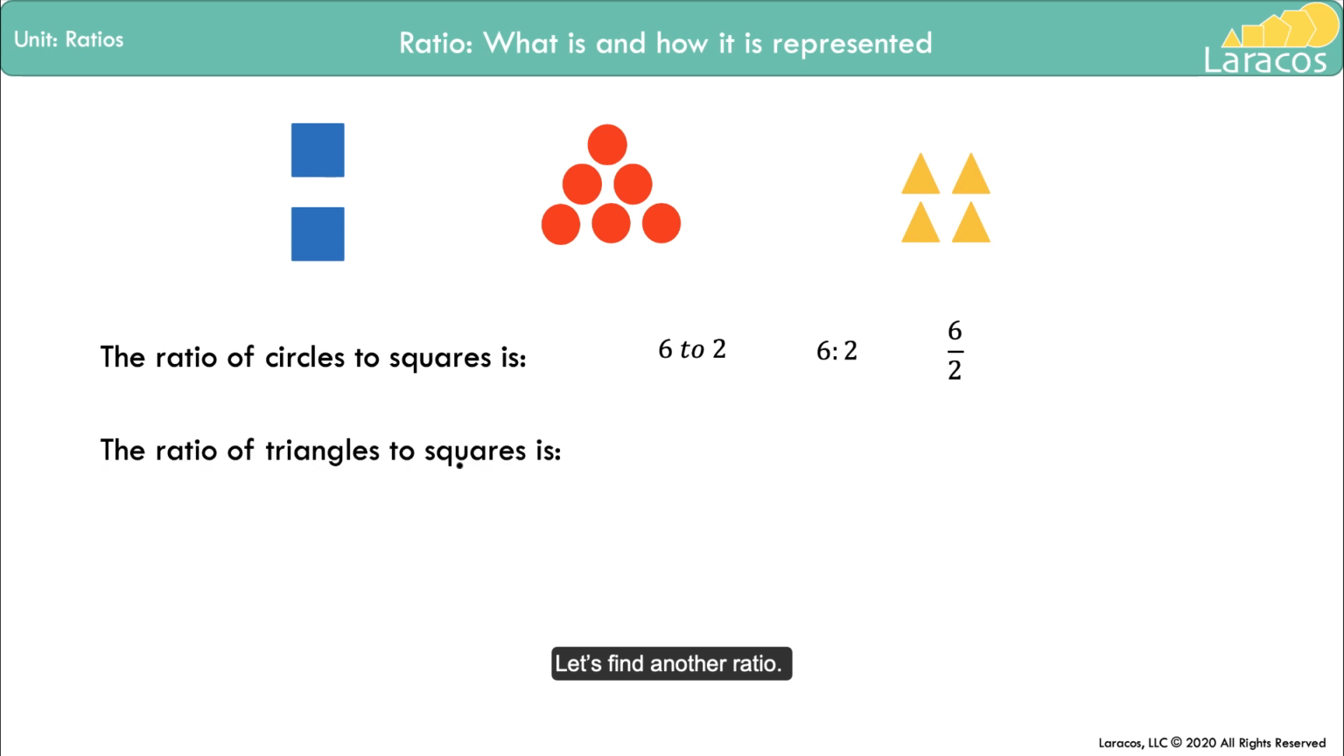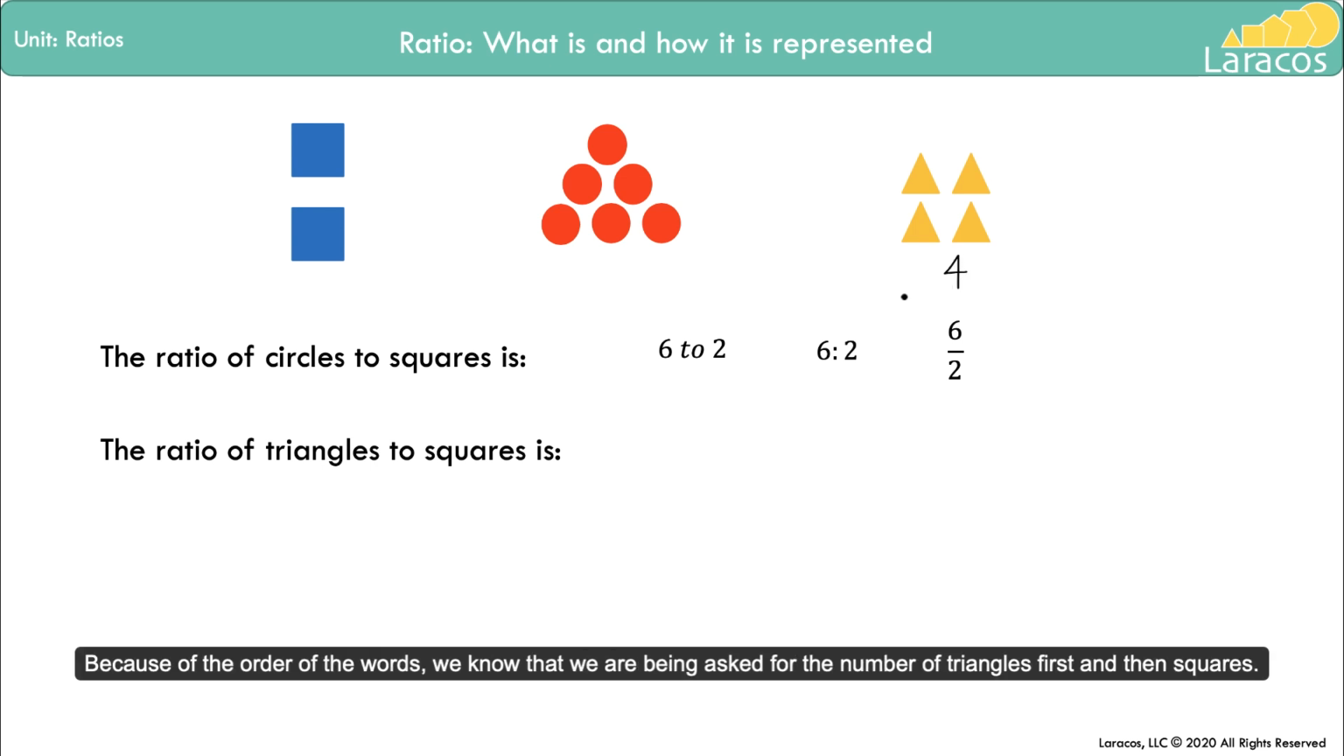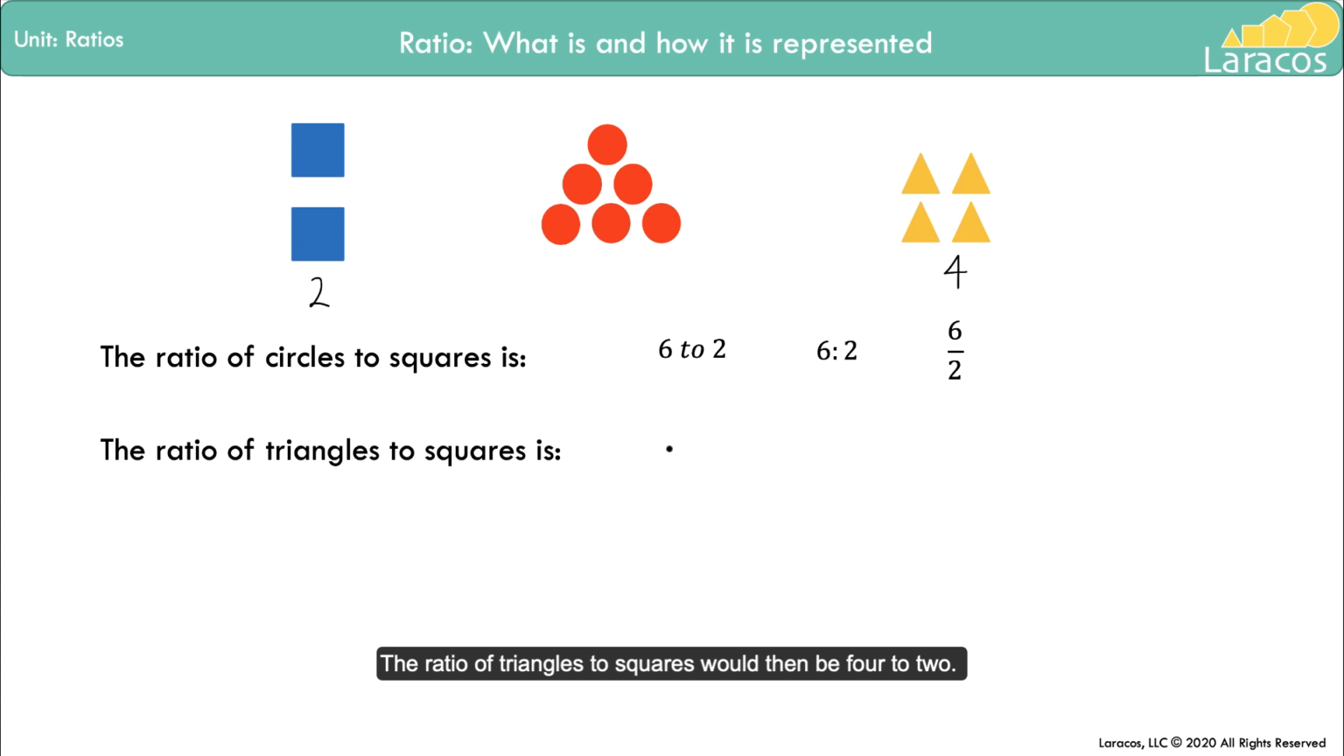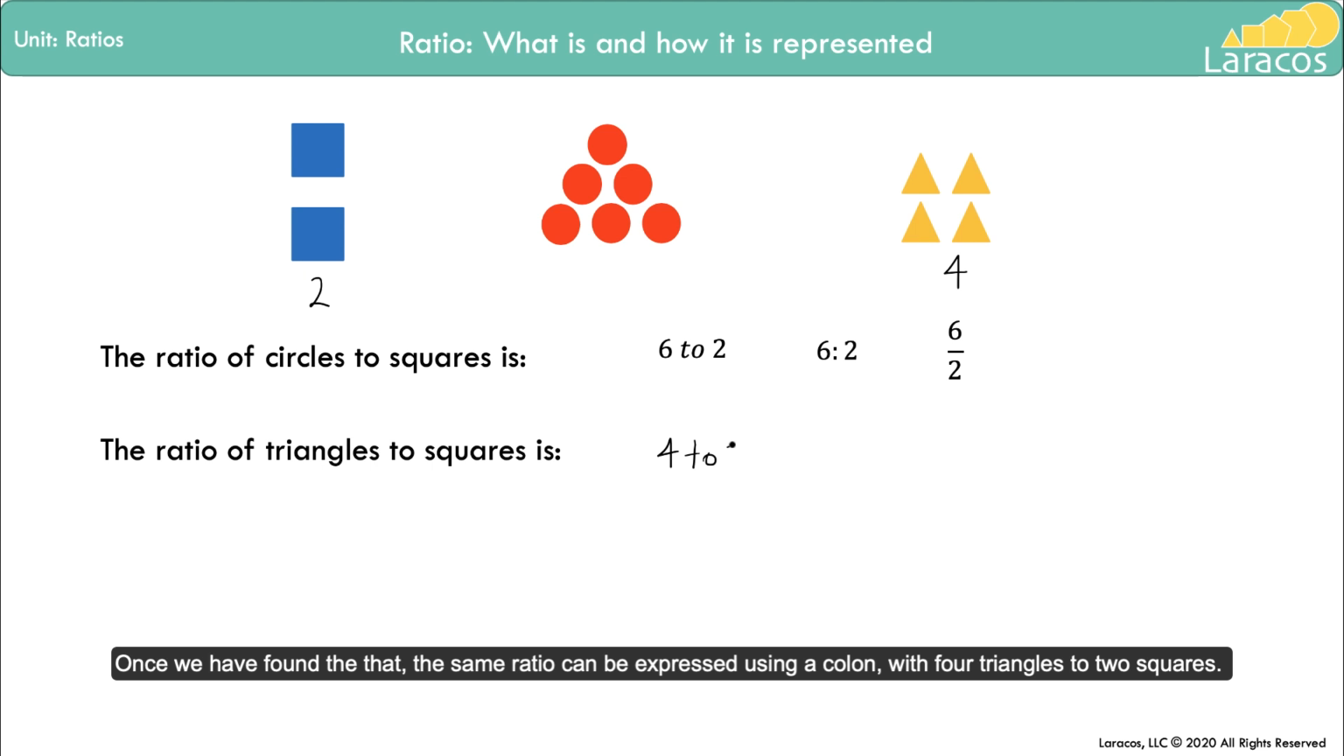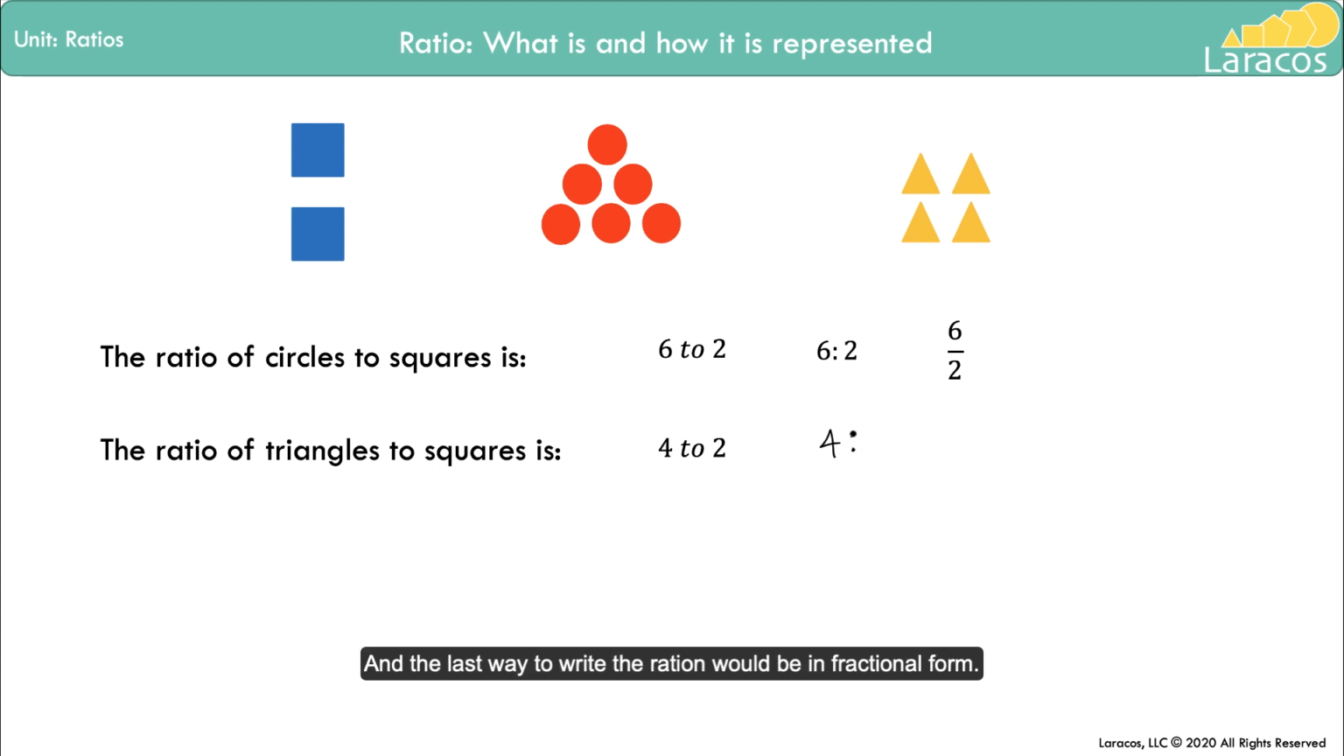Let's find another ratio. We are now being asked for the ratio of triangles to squares. We know that we have 4 triangles and 2 squares. Because of the order of the words, we know that we are being asked for the number of triangles first, and then squares. The ratio of triangles to squares would then be 4 to 2. Once we have found that, the same ratio can be expressed using a colon, with 4 triangles to 2 squares. And the last way to write the ratio would be in fractional form, 4 triangles and 2 squares.